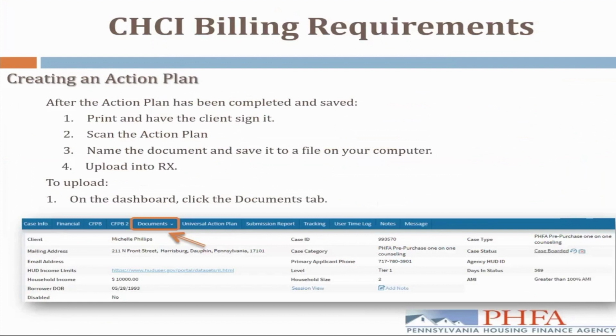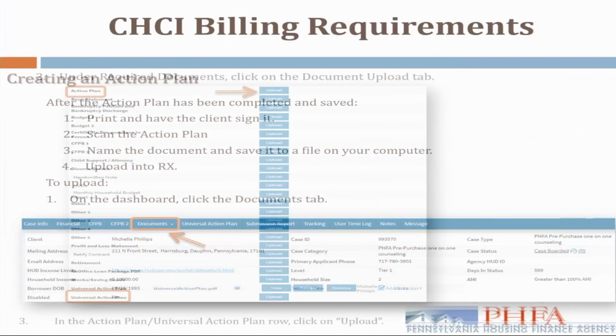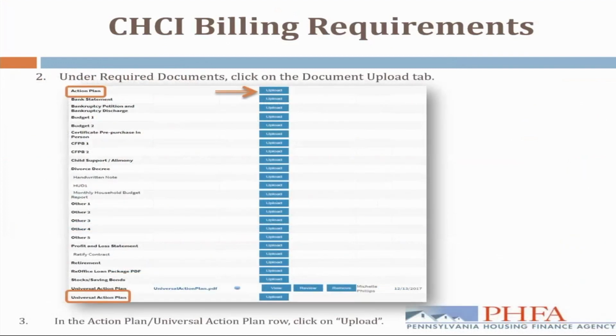After the action plan has been completed and saved, you're going to print it and have the client sign. You'll scan the action plan, name the document, save it on your computer, and then upload it back into the RX Office system via the Documents tab. This is an example of what the Documents tab looks like, where you would upload the action plan.